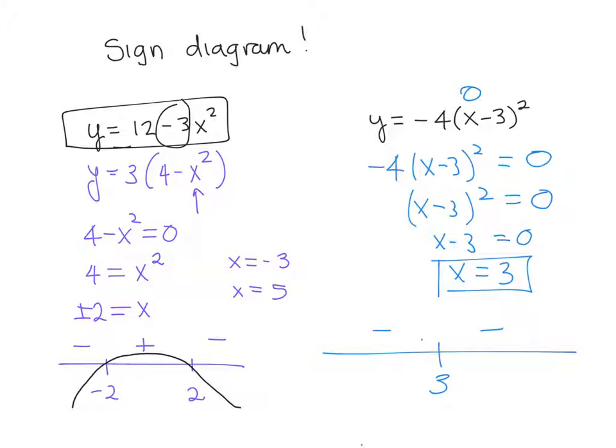In this case, we have a y value that's negative, and then 0 at 3, and then a negative. So it's the case where the graph is going to be touching the x-axis at 3, but it'll be concave down. FOIL this and see that's what you get.